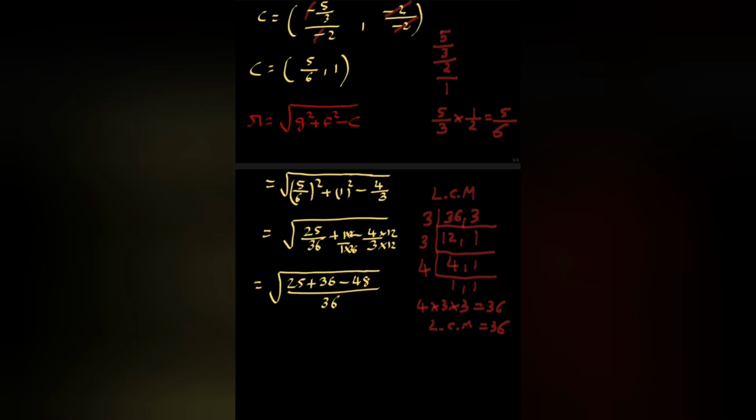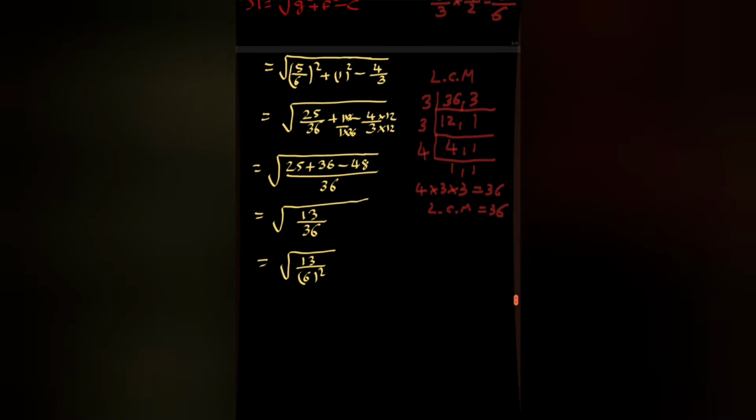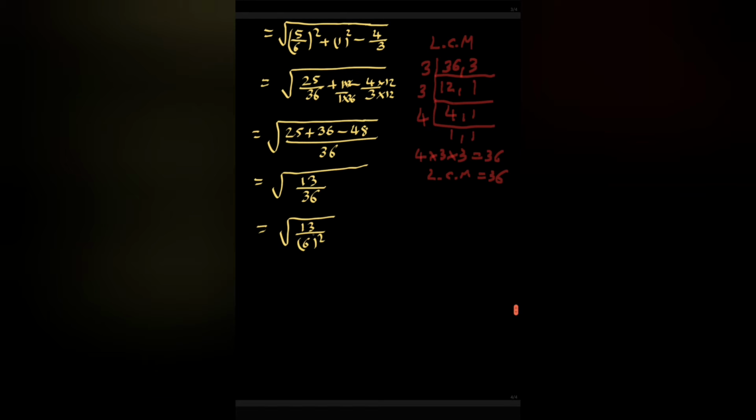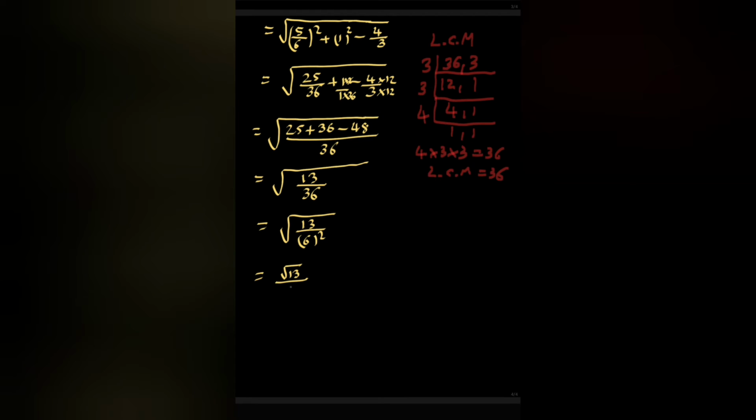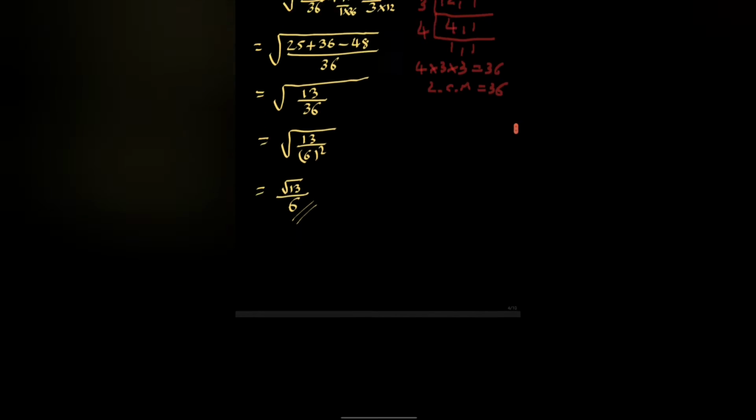36 is equal to root over 25 plus 36 is 61. 61 minus 48, that is 13. So 13 by 36. So you can write it as 6 square. 6 square is 36. So then square and root get cancelled. Then it is root 13 by 6. So this is the answer. Moving on to the next sum.